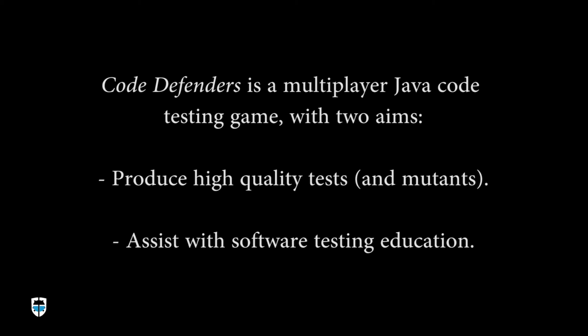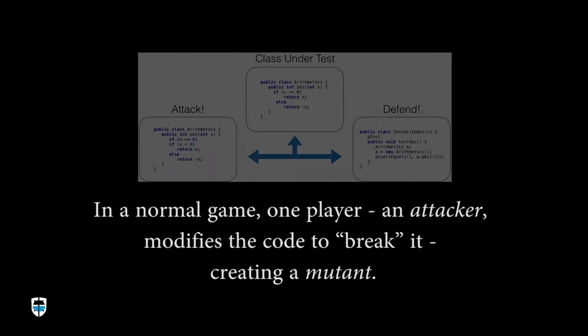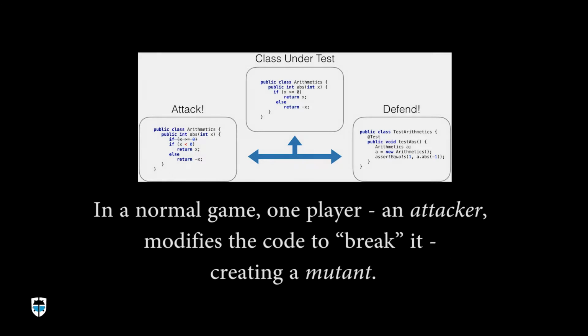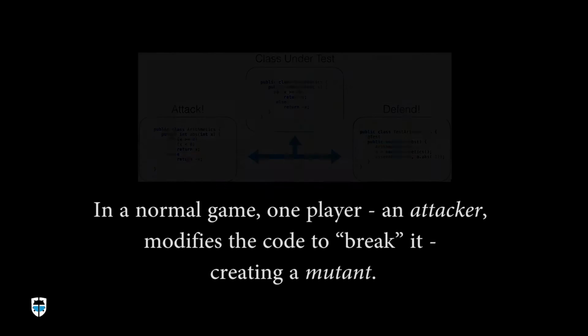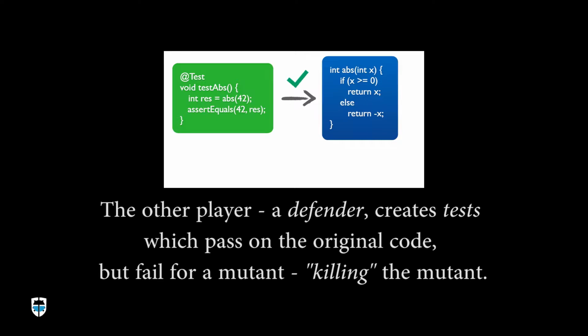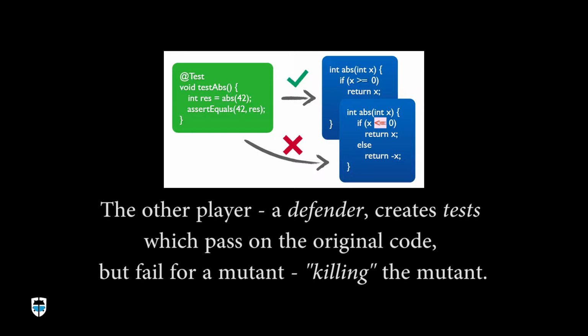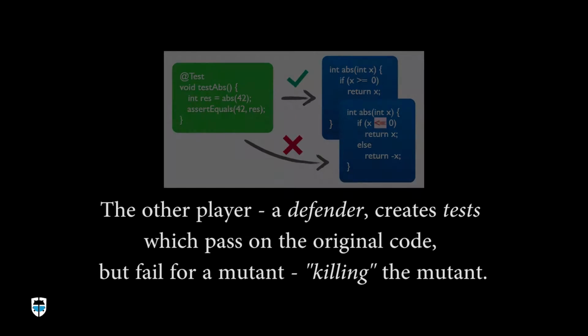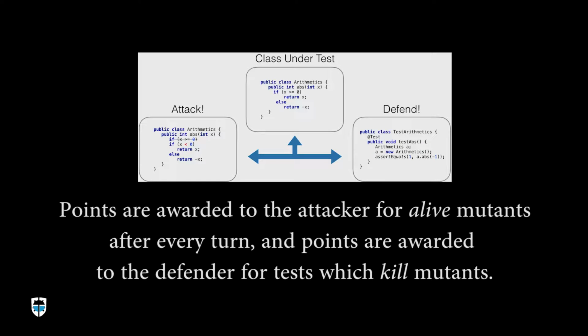Code Defenders is a game with two purposes: to produce good software tests and to improve testing education. Attackers write mutants by modifying the original source code to change its meaning. Defenders create tests which succeed on the original code but fail for mutants in order to kill them. Attackers gain points for hard to find mutants and defenders score for good tests.